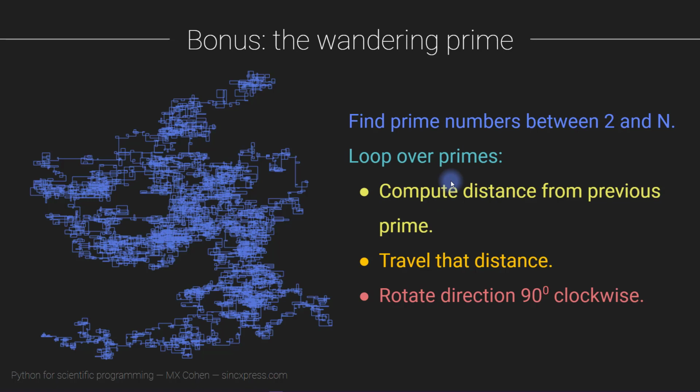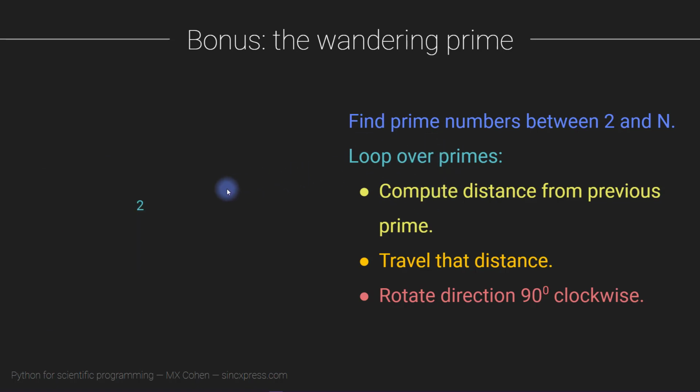So just to make sure this algorithm is clear, I'm going to explain the first few movements. All right, so we start off at the origin with a prime number of 2. And then the next prime number is 3. Now the distance between 3 and 2 is 1. So we travel that distance north, so just up on the y-axis. And then we find the next prime number, which is 5. And the distance between 5 and 3 is 2. So we have to travel 2 units. Here we traveled 1 unit. Now we're traveling 2 units. But we change direction. We rotate 90 degrees clockwise. So that means the next line is going to be like this.